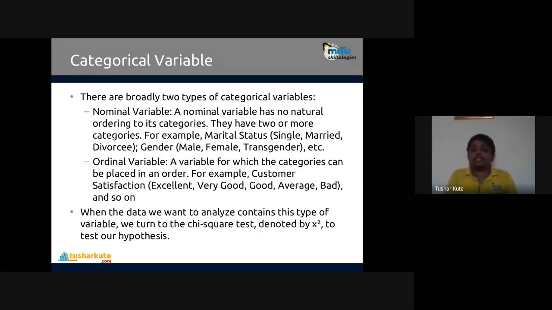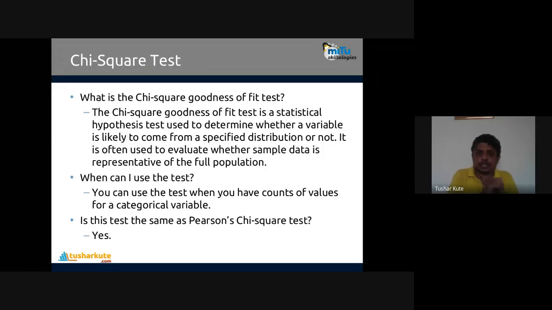So when the data we want to analyze contains this type of variable, we turn to the chi-square test, denoted by x square, to test our hypothesis. The analysis we did using the student t-test compared continuous variables against each other. But if we don't have continuous variables and have categorical variables in the test, we will apply a chi-square test. This chi-square statistic is applicable in such cases. So what exactly the chi-square statistic is, we will see now, and we'll see it practically also.